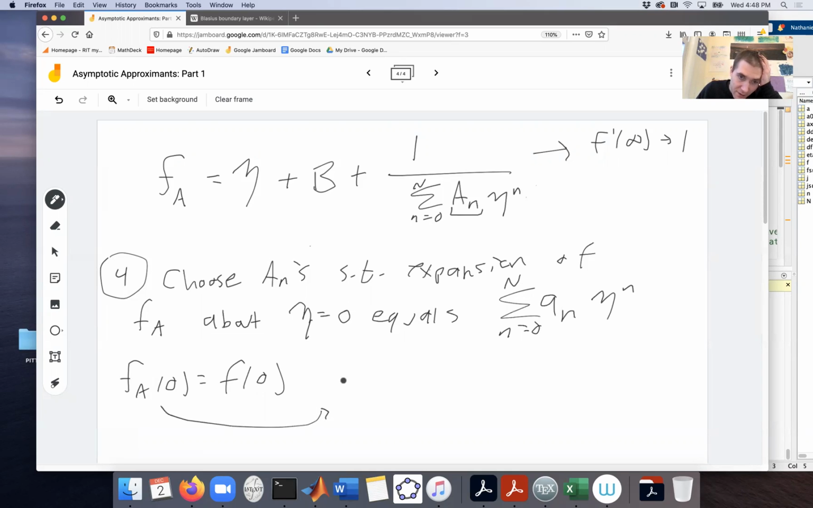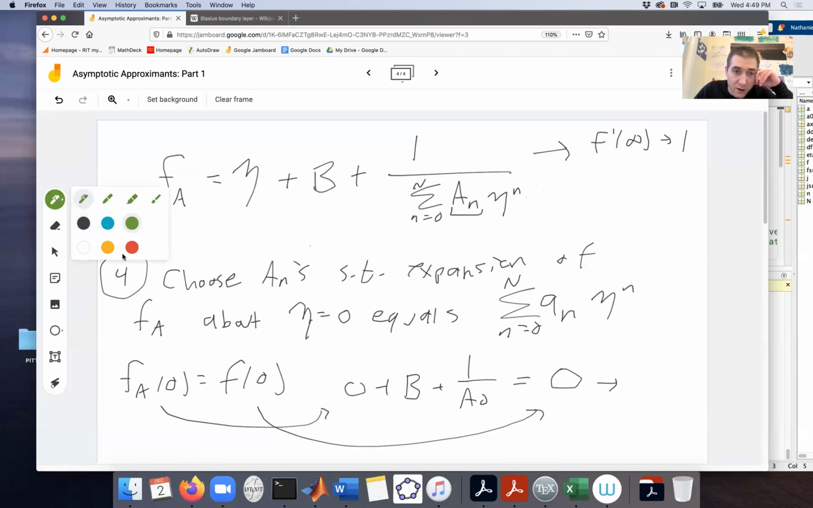So capital F of 0 is going to be 0 plus b plus 1 over a sub 0, according to the formula above. And we know that lowercase f of 0 is supposed to equal 0. Okay, never mind, I guess this works out. This is fine. This is not exactly what I have in the paper that we use, but I think it reduces to that.